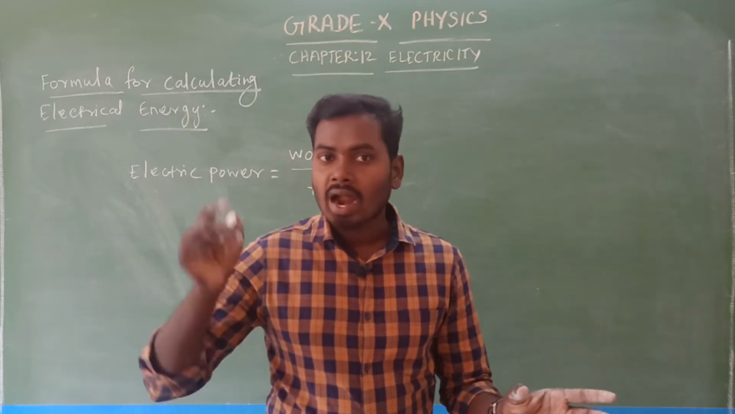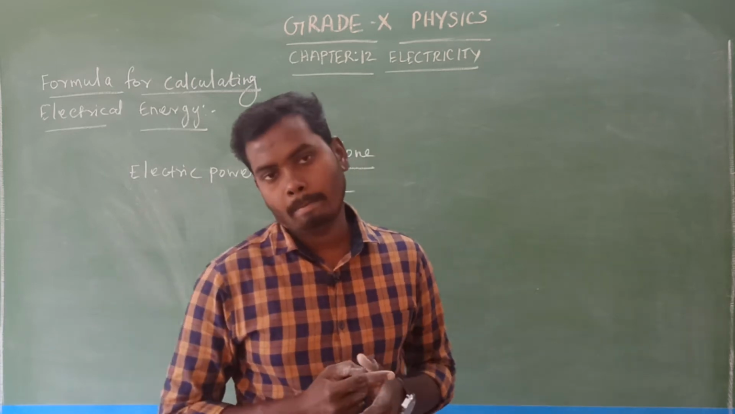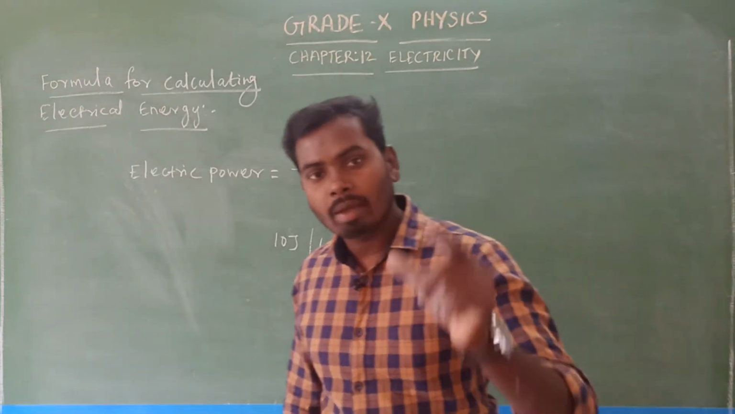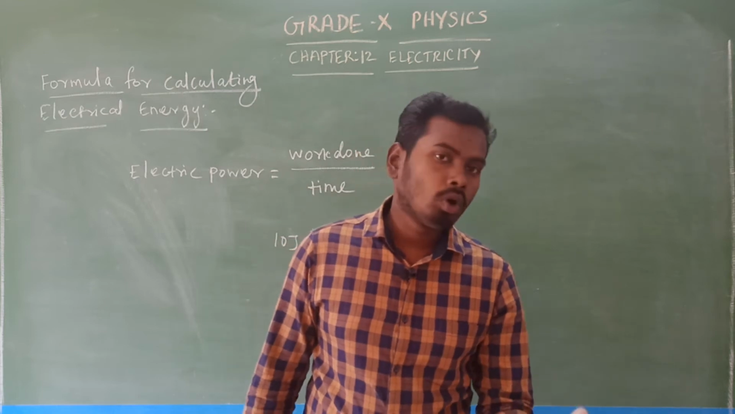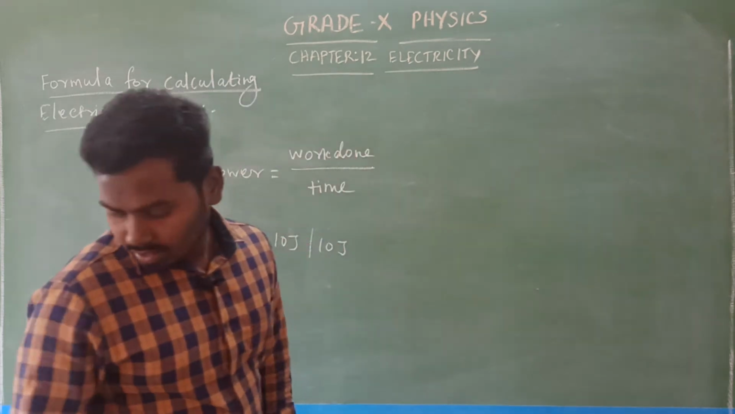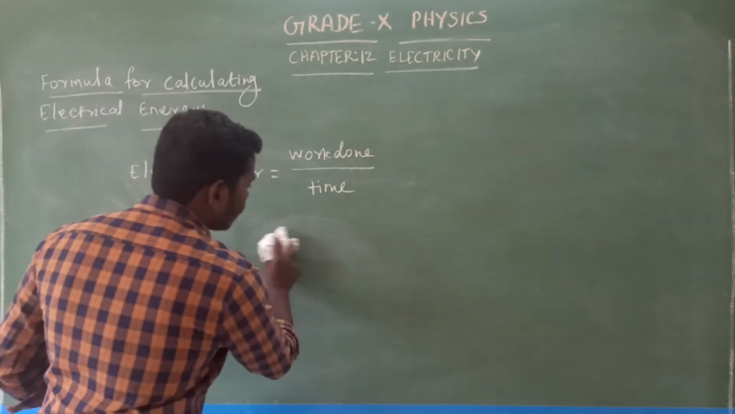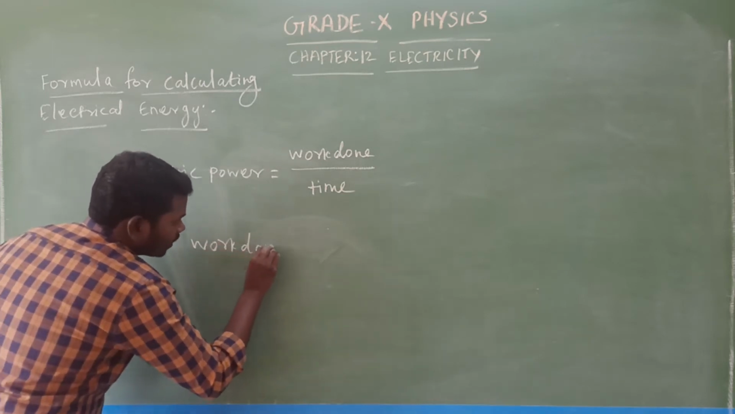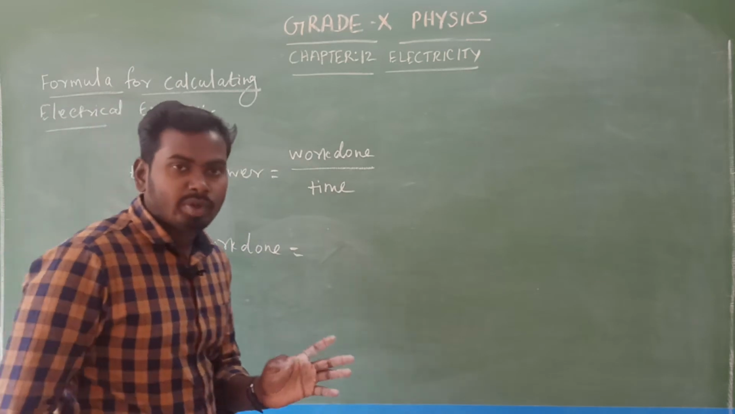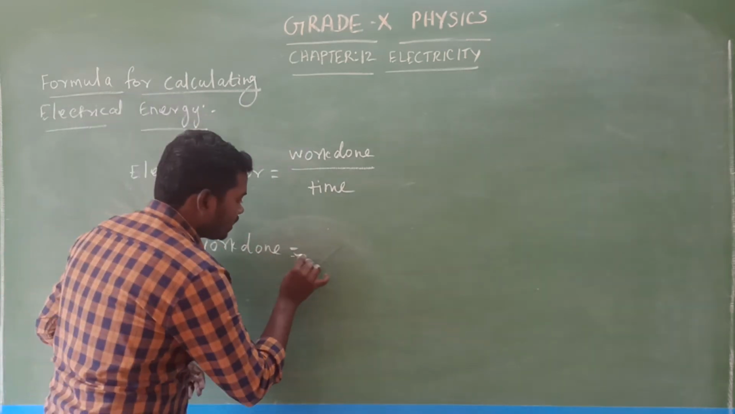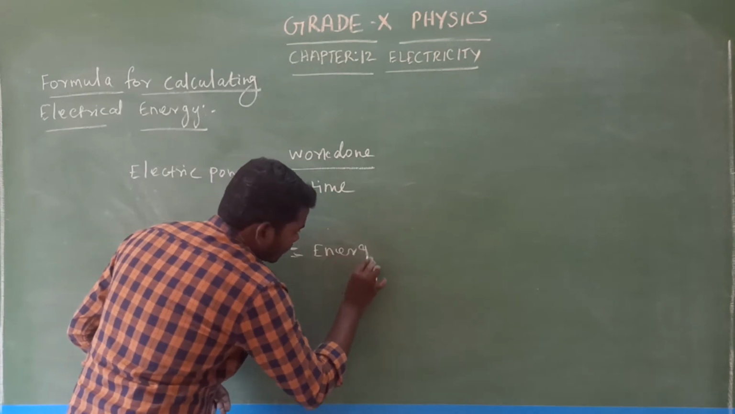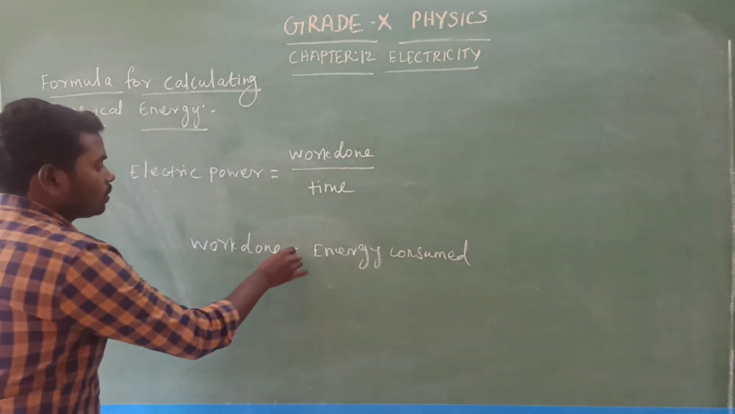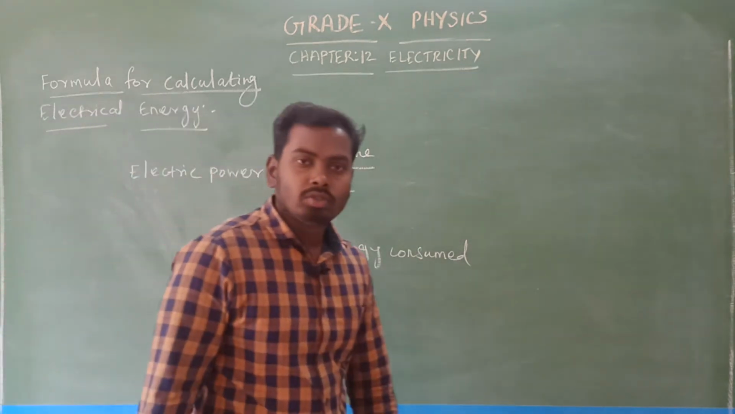Both work done and energy have the same SI unit, that is joule. Keep this point in your mind. So whenever work is done, an equal amount of energy is consumed. Here we can write electrical work, or electric work, done is equal to energy consumed.